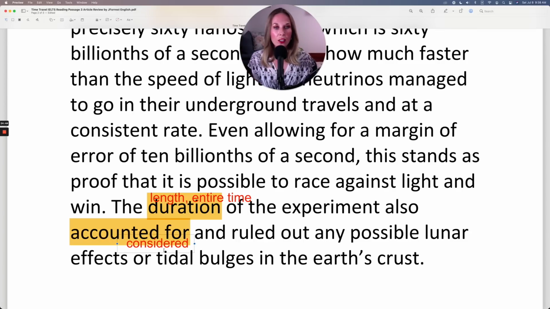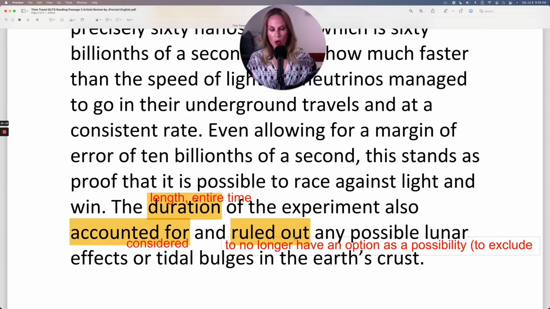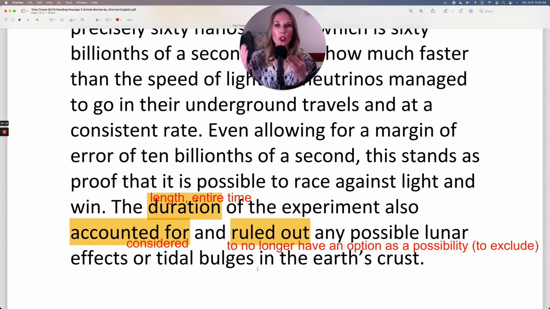And considered and ruled out. The phrasal verb to rule something out is when you no longer have something as a possibility. So to no longer have an option as a possibility. So basically it means to exclude an option, to exclude an option. So let's say you are considering different options.